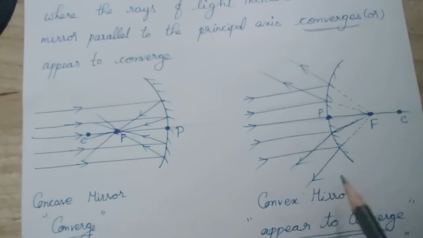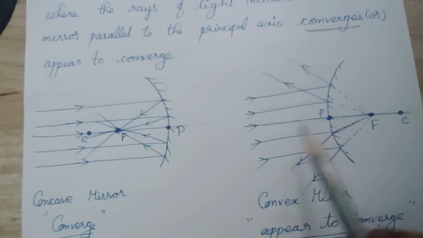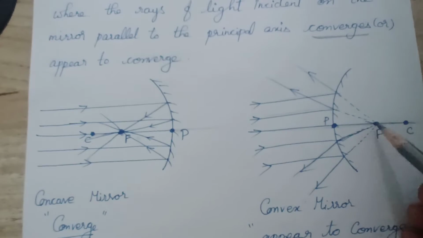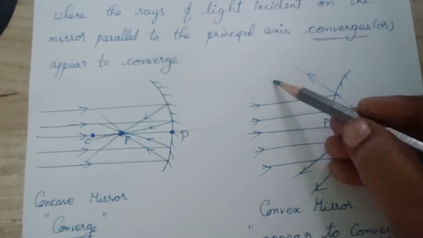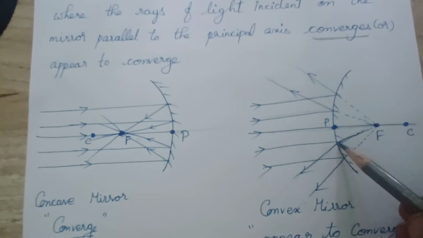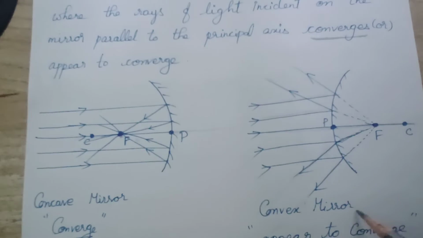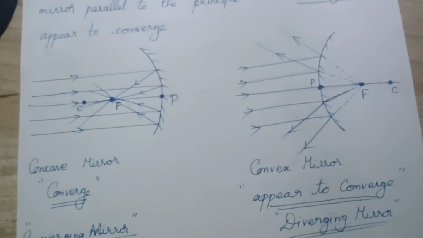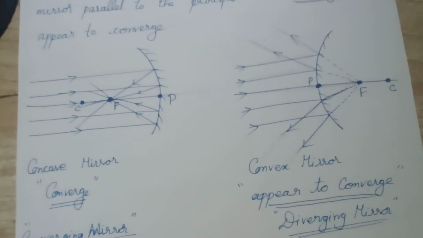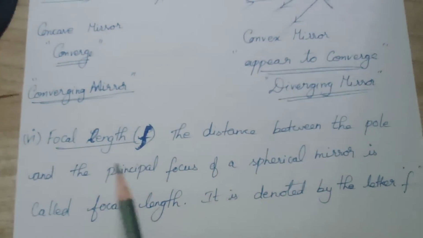But in case of a convex mirror, it is diverging, right? So it appears to converge here. It will never meet. It will be diverging, but it appears to converge here. So it is a diverging mirror in case of a convex mirror. Next one is focal length.